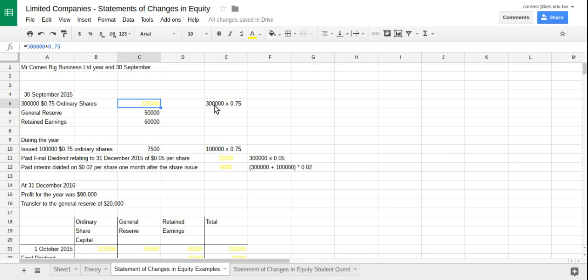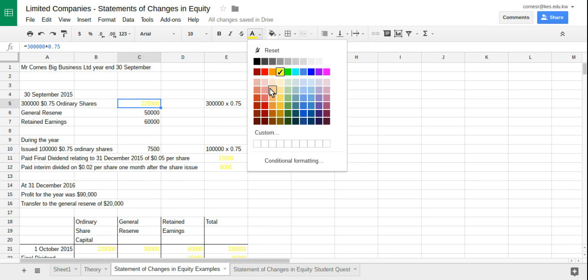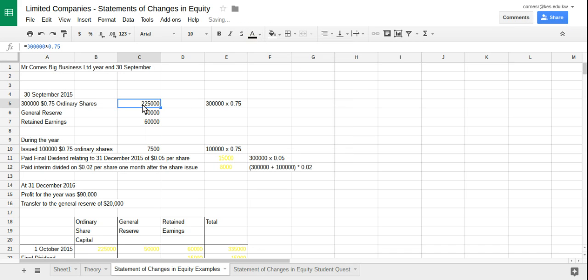Well, that's pretty straightforward. You just need to remember to do 300,000, and because it's given in terms of cents, we've got to remember to do 0.75 times 300,000, and that means that the actual ordinary share capital of this business at the start of the year is 225,000. General reserve, we're told, had 50,000 in it, retained earnings 60,000.